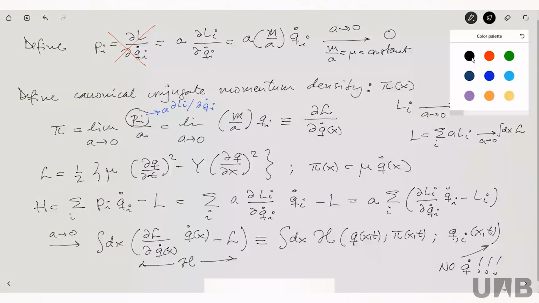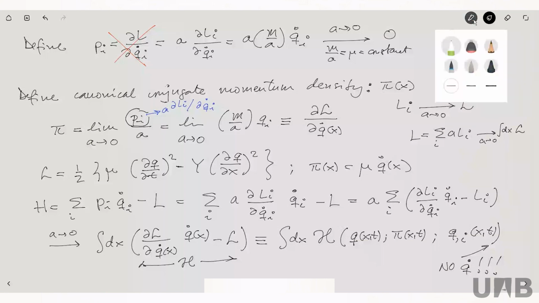Okay, so if there are no questions or comments, then we're going to leave it at this point. And then the next day, we're going to derive Hamilton's equations. And we have to check that Hamilton's equations are equivalent to Lagrange's equations, Euler-Lagrange equations, and so on.